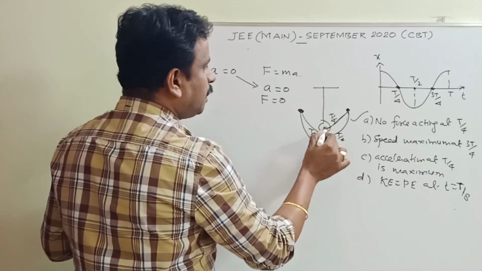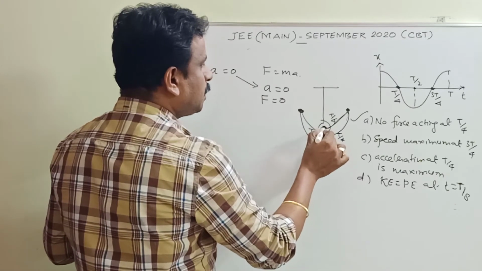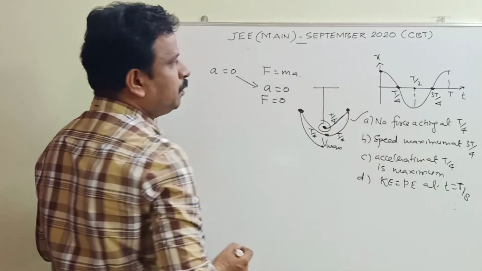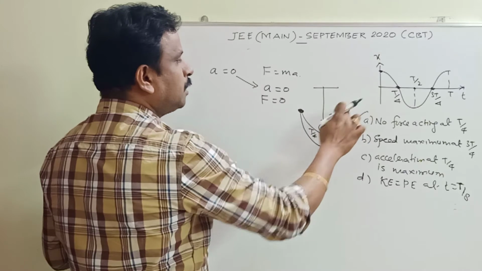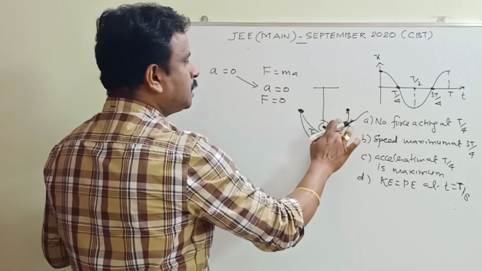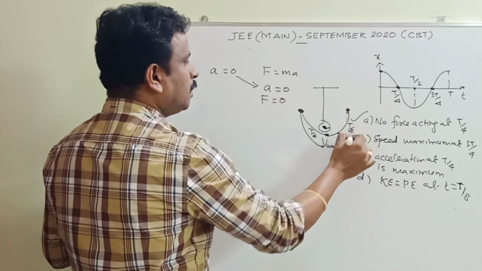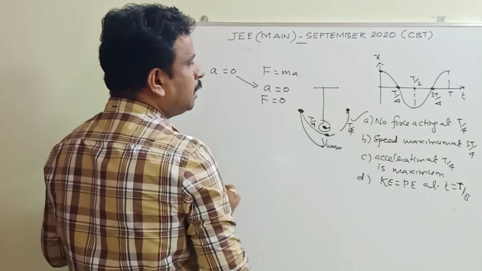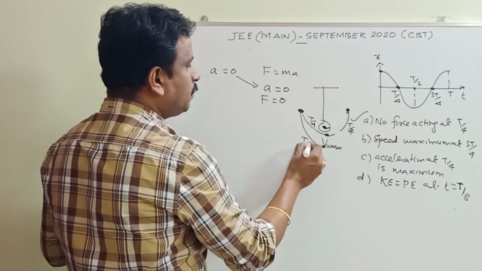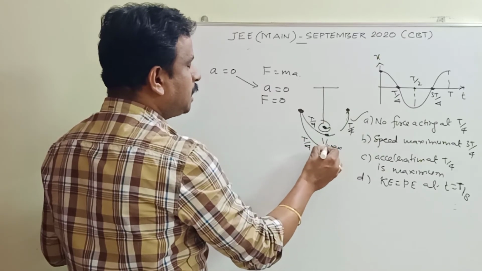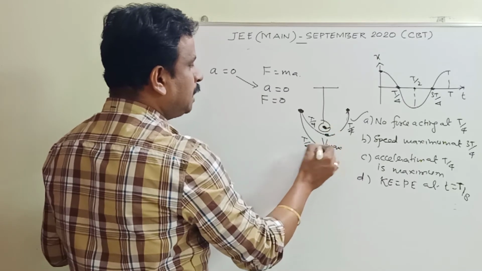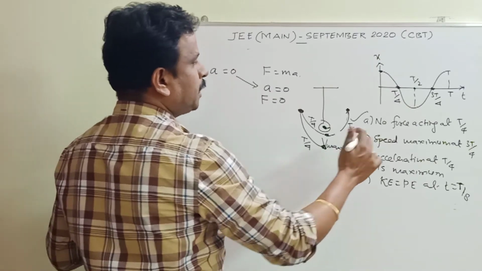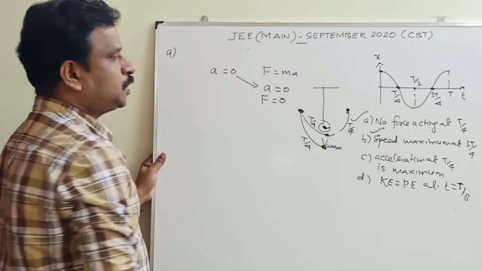Actually this is for a particle executing simple harmonic motion from rest, but our problem starts from one of the extreme positions. So we have to start from here. So for us this will be T by 4 and this will be another T by 4, total T by 2, and this will be T by 4. So again the particle comes to the mean position at which the velocity is maximum. Therefore statement B is also correct.